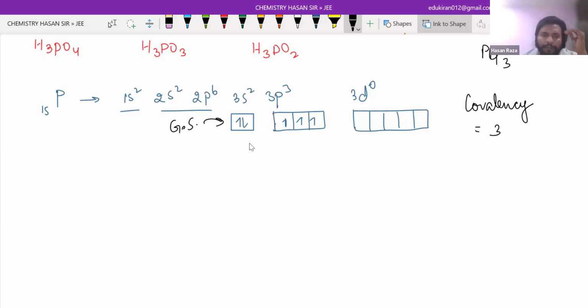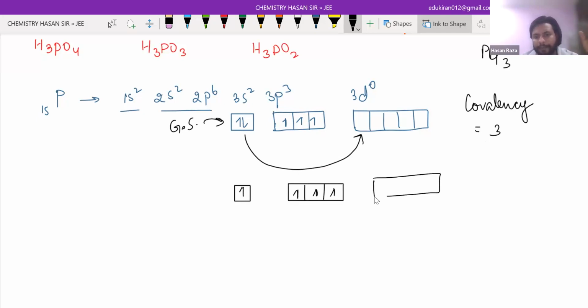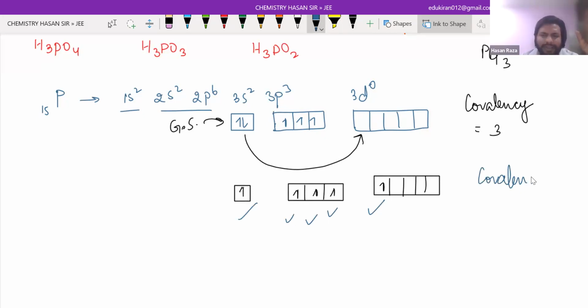Now, if you excite this like this, because you cannot excite this lone pair in nitrogen since it doesn't have a vacant d orbital. I will show it to you as well. So now you can see that this has 5 unpaired electrons, 1, 2, 3, 4, 5, and hence phosphorus can be pentavalent, but nitrogen cannot be.